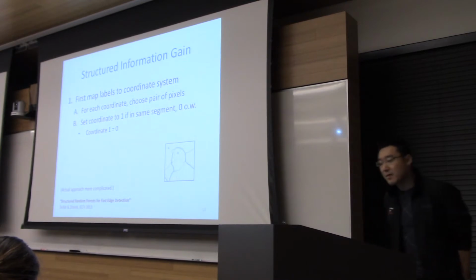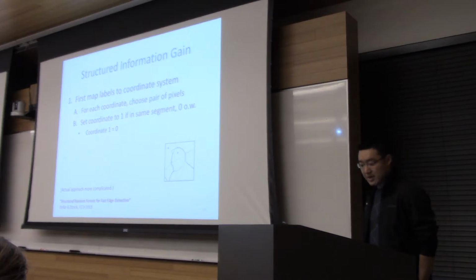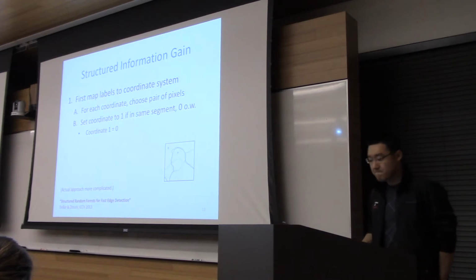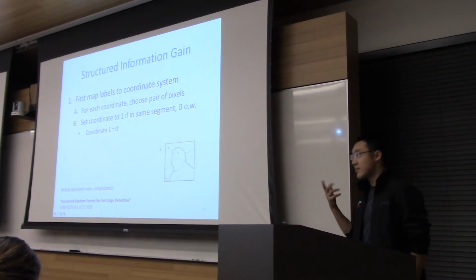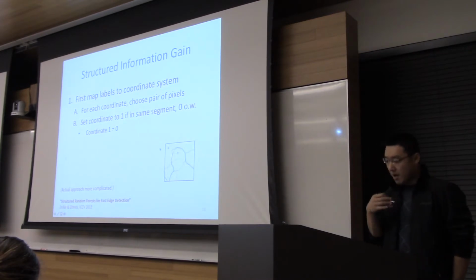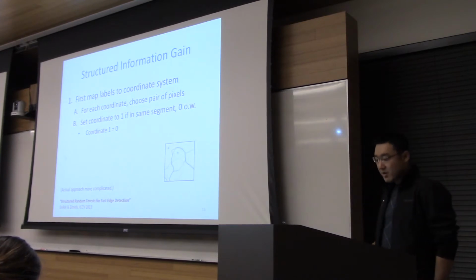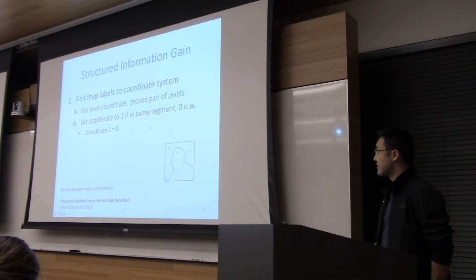Okay, so here's the type of structured information gain that the authors proposed. First, we're going to map the labels onto a coordinate system, right? So imagine that we're going to map labels onto, let's say, a 1,000-dimensional vector, right? And each coordinate corresponds to a pair of pixels, right? Recall that the image patches are all the same size, 16 by 16. And so for every coordinate, we're going to choose a pair of pixels, let's say at random, right? And we're going to set this coordinate to 1 if this pair of pixels are in the same segment as defined by the labels, right? And we're going to set it to 0 otherwise.